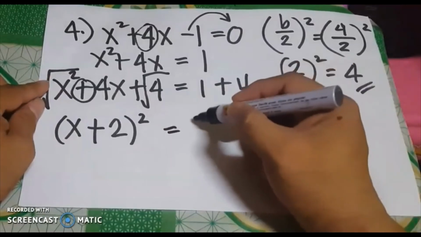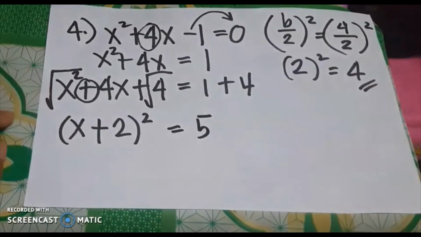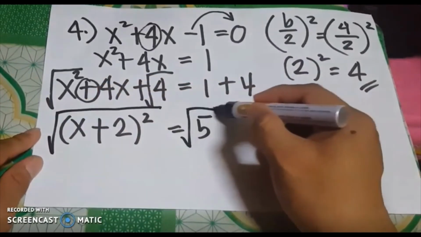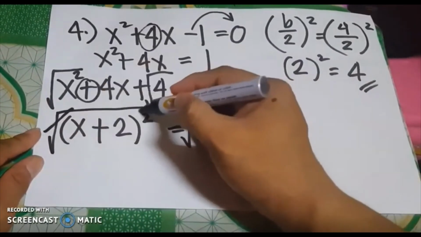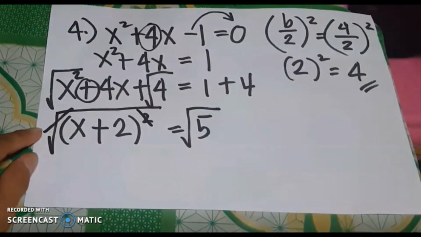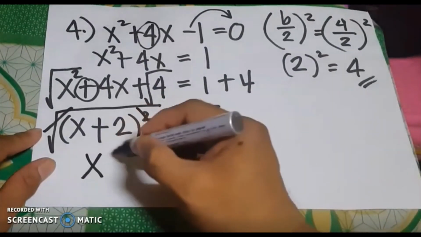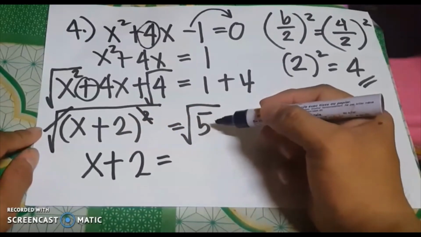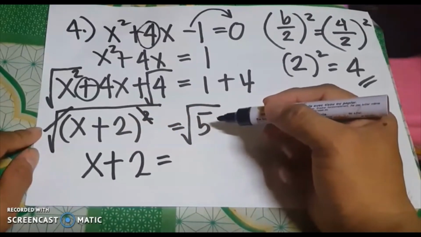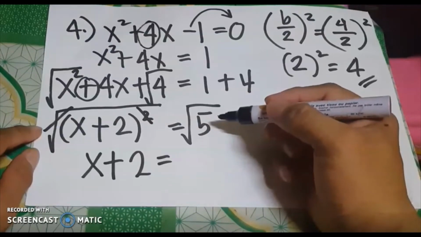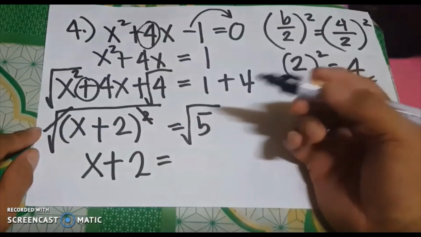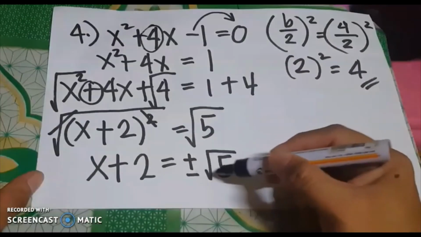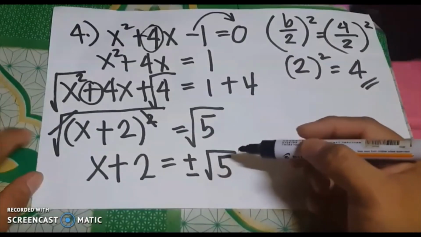Equal to 1 plus 4, that would be 5. Then from here, let's make use of extracting the roots for us to remove the square root sign here and the 2, the square. Then what will be left is x plus 2, which is equal to... since 5 is not a perfect square and there are no factors of 5 that are perfect squares, it will stay as it is. You're just going to put positive or negative before that square root of 5.